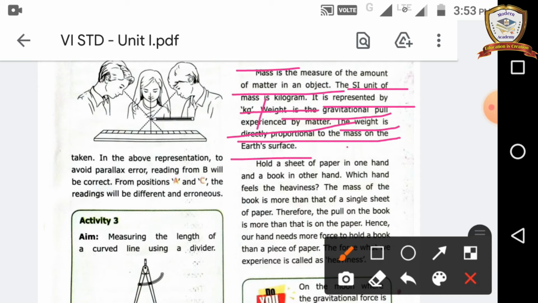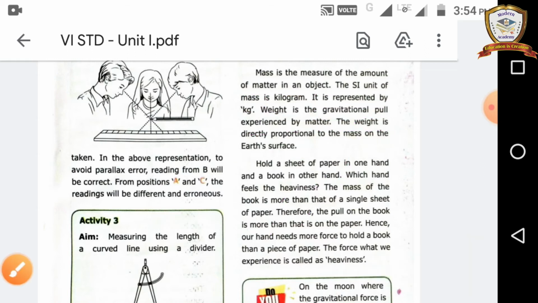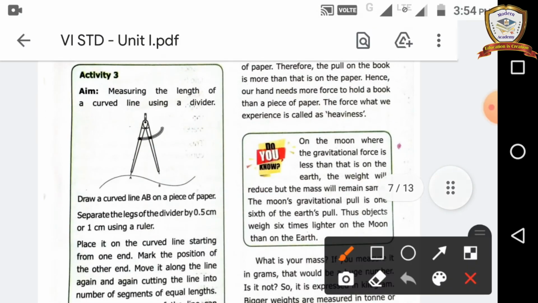Hold a sheet of paper in one hand and a book in the other hand. Which hand feels the heaviness? So the mass of the book is more than that of a single sheet of paper. Therefore, the pull on the book is more than that on the paper. Hence, our hand needs more force to hold a book than a piece of paper. The force that we experience is called heaviness.